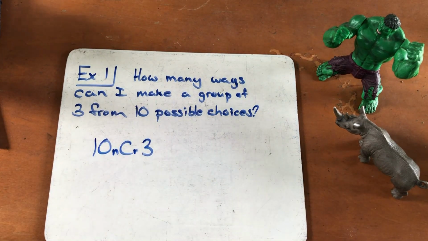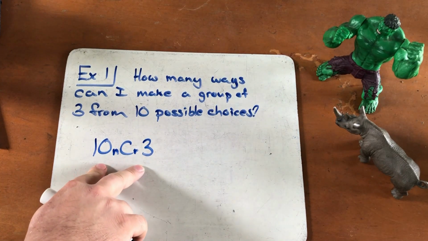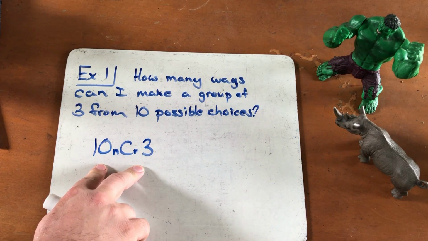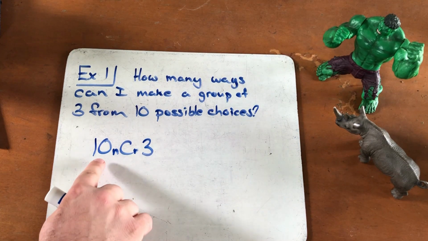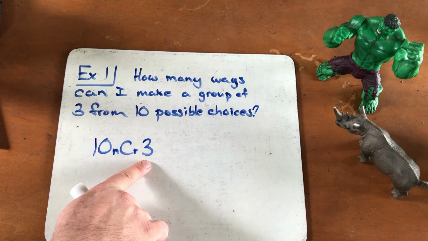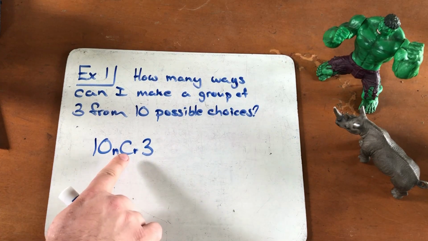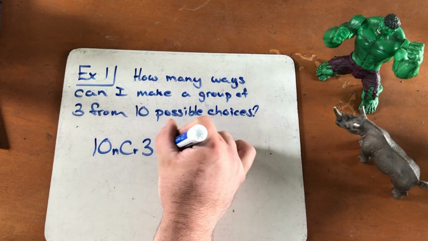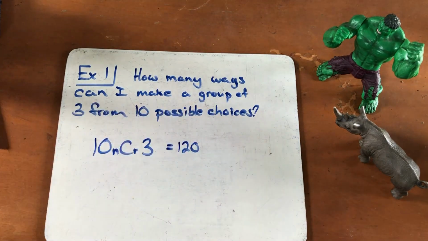We're going to use calculators or Desmos to solve. This is what it would look like if I was typing in my calculator, but I'm going to add in a video of what it looks like to type it into Desmos. But when I do 10 nCr 3, I'm making a smaller group of 3 out of a larger group of 10 when the order doesn't matter, and this ends up being 120 possible outcomes.